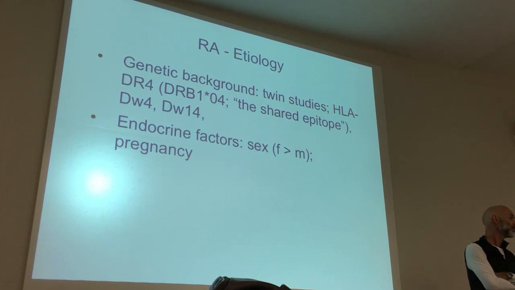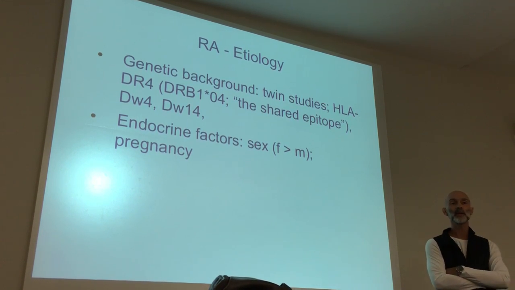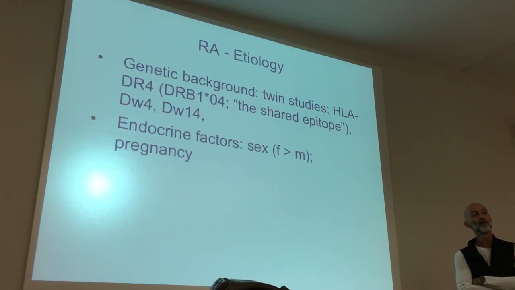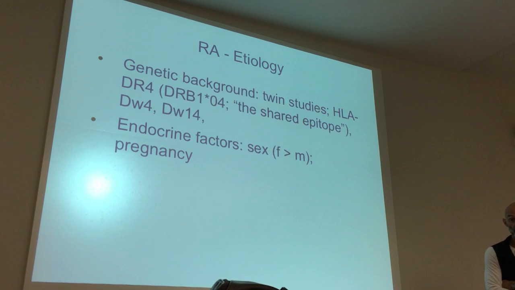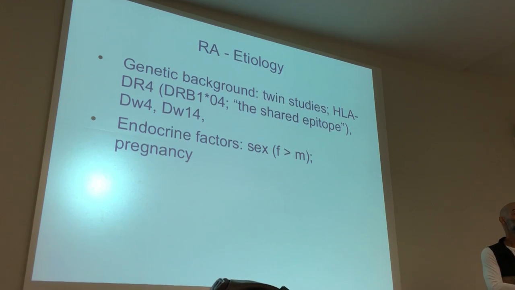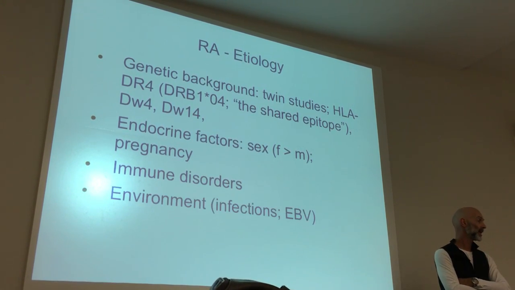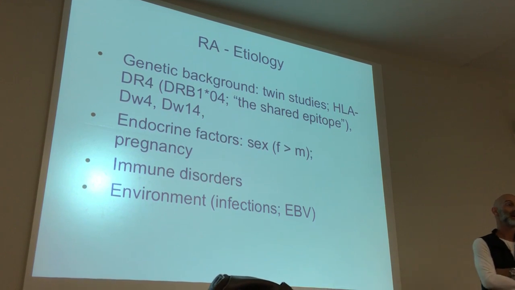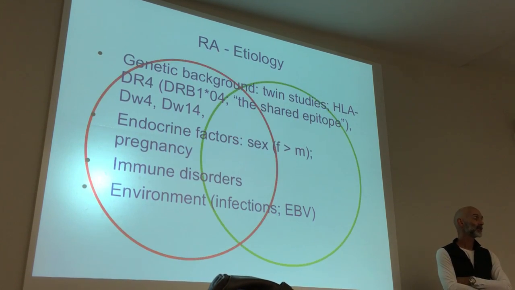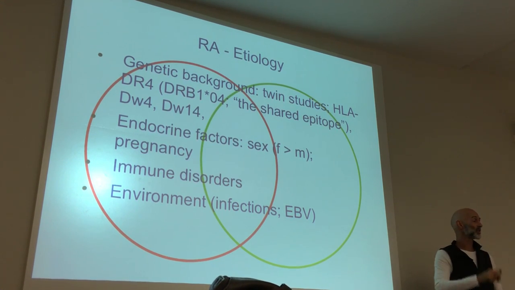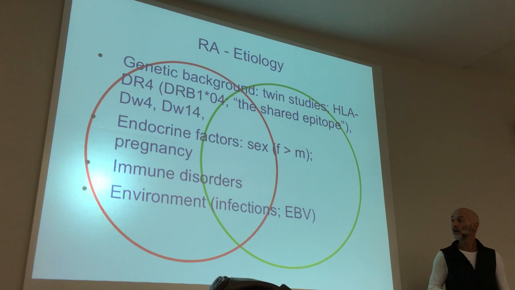And we also know that endocrine factors play a role. As I already said, women are more affected by this disease, and pregnancy can be a rather dangerous period because the disease can first start during pregnancy or become worse during pregnancy, again hinting that hormones might play a role. Immune disorders are a problem, and also the environment, again, infections, Epstein-Barr virus infections have been postulated to play a role in the pathogenesis. At the end of the day, again, it's probably a combination of a lot of factors, and not one single factor, like, for example, infection that would be responsible for the outbreak.